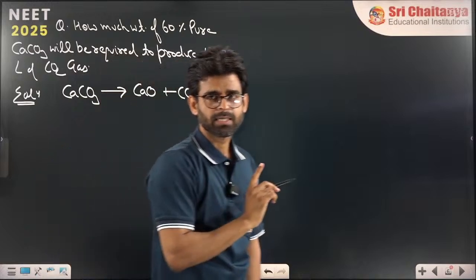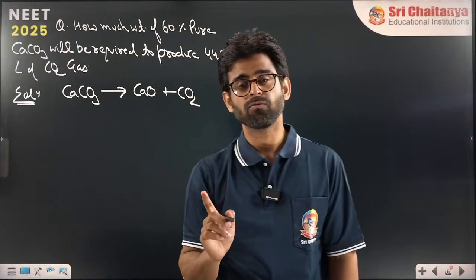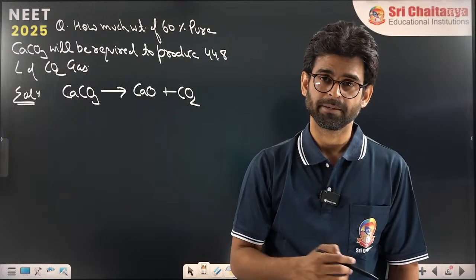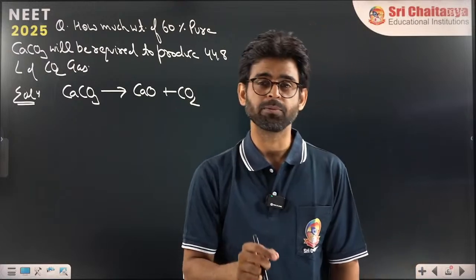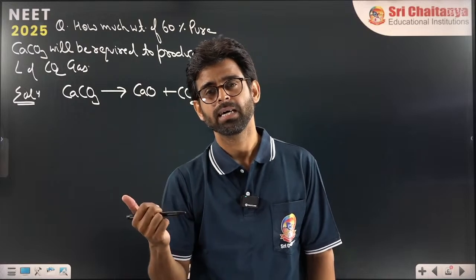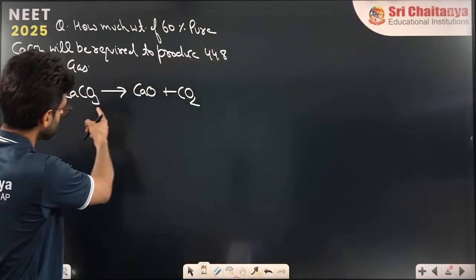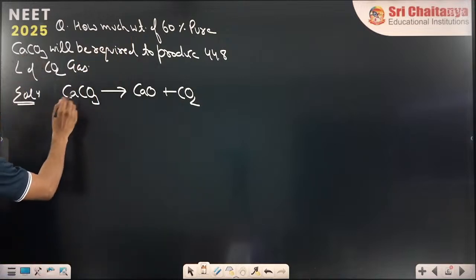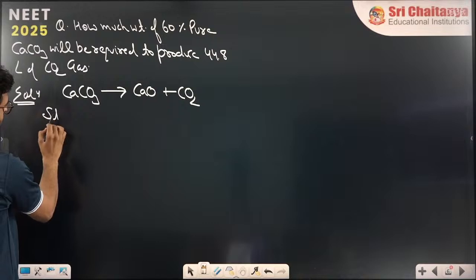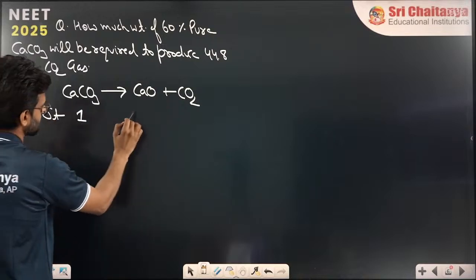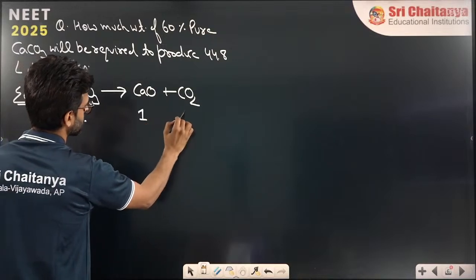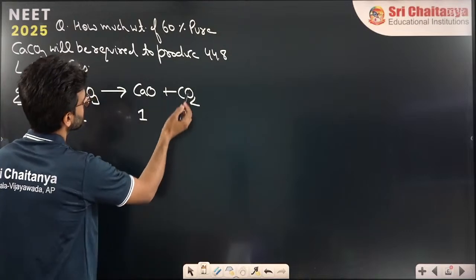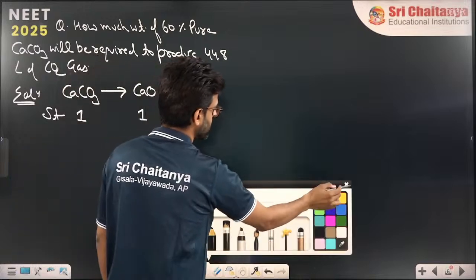From the given product, first of all, find the actual reactant required. Then using the percentage purity, we will find the impure reactant amount which we are buying from the market, right? Look at this carefully. Stoichiometry clearly tells us that 1 mole gives 1 mole of CaO and 1 mole of CO2, right? So from here, they are giving 44.8 liter.